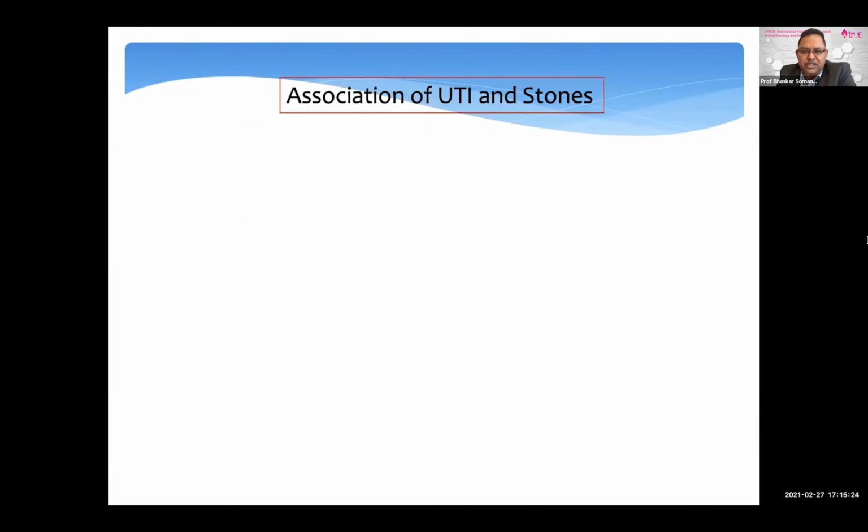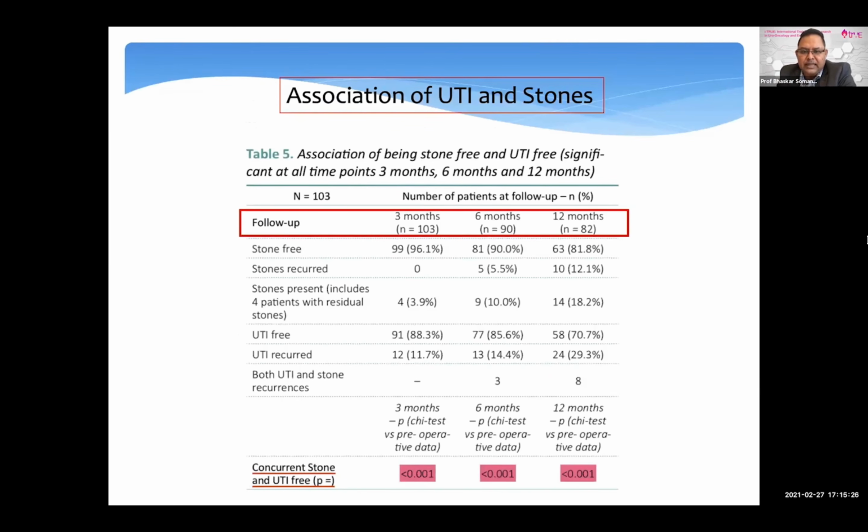When we looked at the association of UTI and stones, we found that at 3 months, 6 months, and 12 months, at all time points, clearing stones was significantly in favor of getting rid of the UTI. So if you wanted the UTI to be better, you had to treat the stones and get rid of them. So if I have patients with UTI and we find an incidental stone, I always say that if we treat them, it is likely, not always, but likely, that the infection will get better.